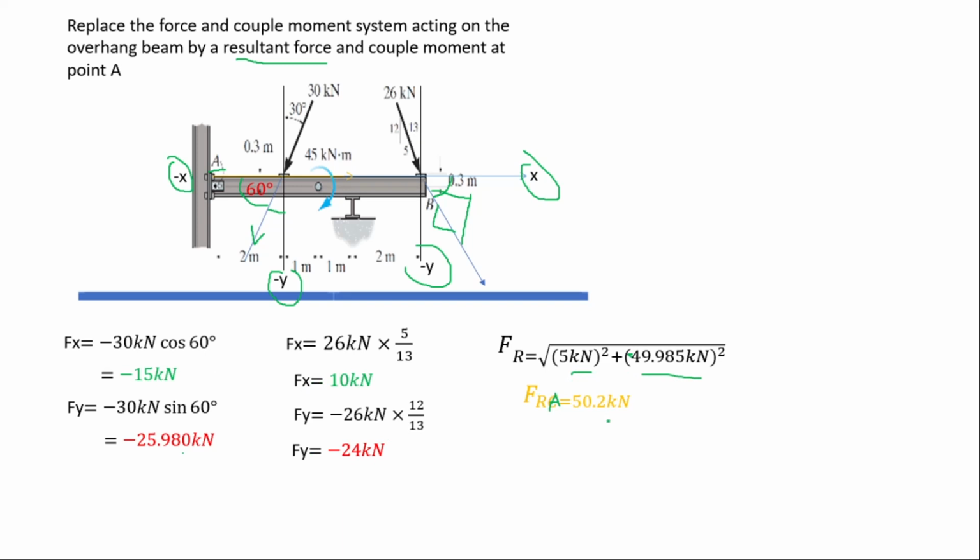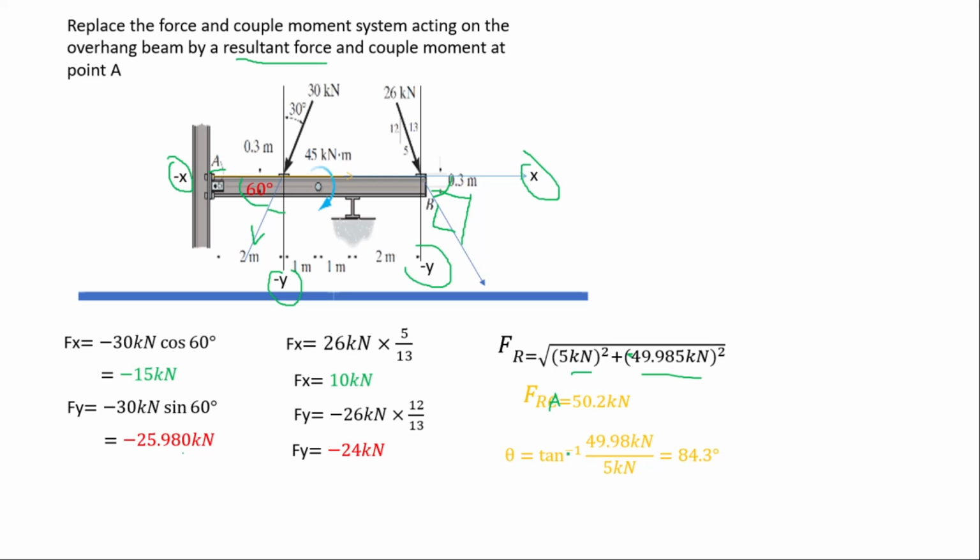Now we need to find the sense or the direction. With the sense, theta is equal to tan inverse of the y component over the x component, which will give you 84.3 degrees. We ignore the negative because when finding the angle, you ignore the negative. The negative shows you the direction of the force.